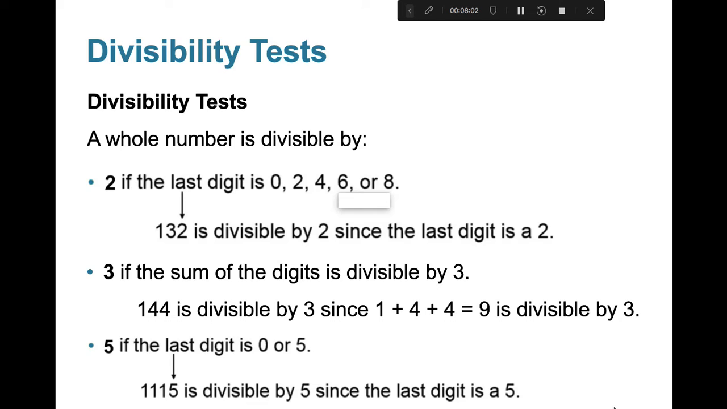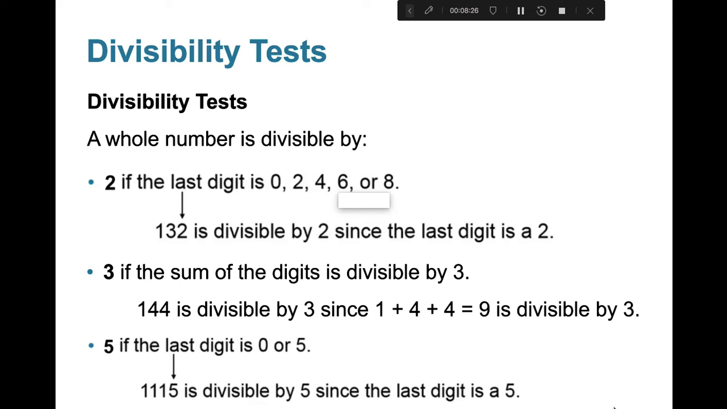6. Is 6 divisible by 3? So 15 is divisible by 3. What about 333? Yep. What's 3 plus 3 plus 3? 9. Is 9 divisible by 3? So 333 is divisible by 3.